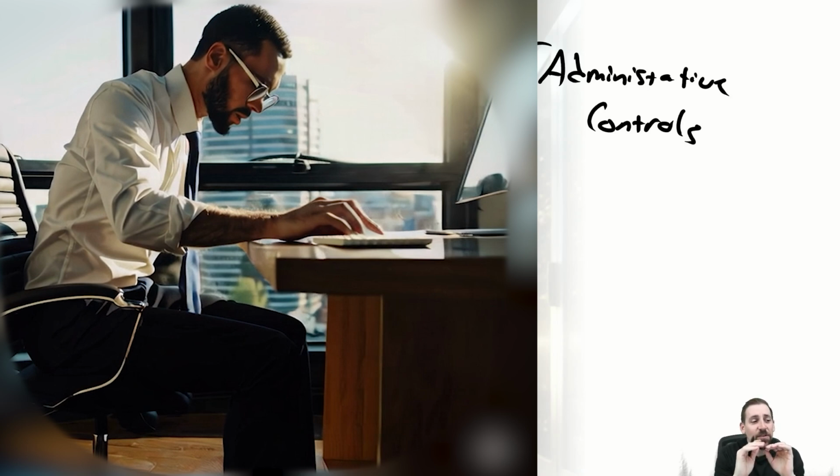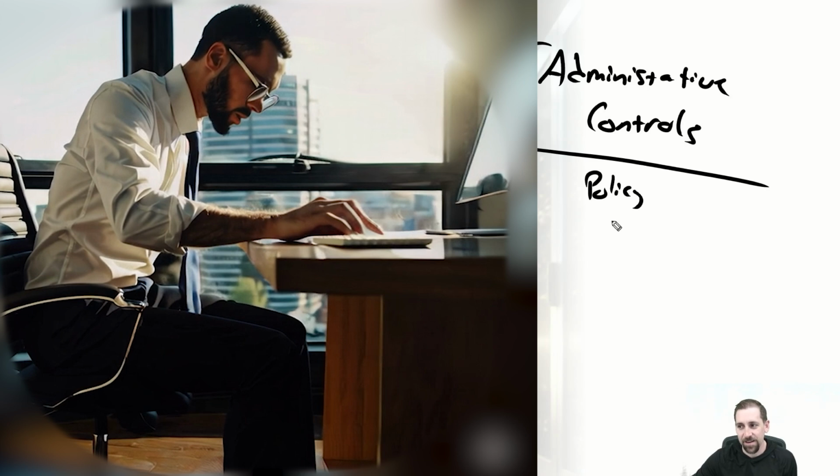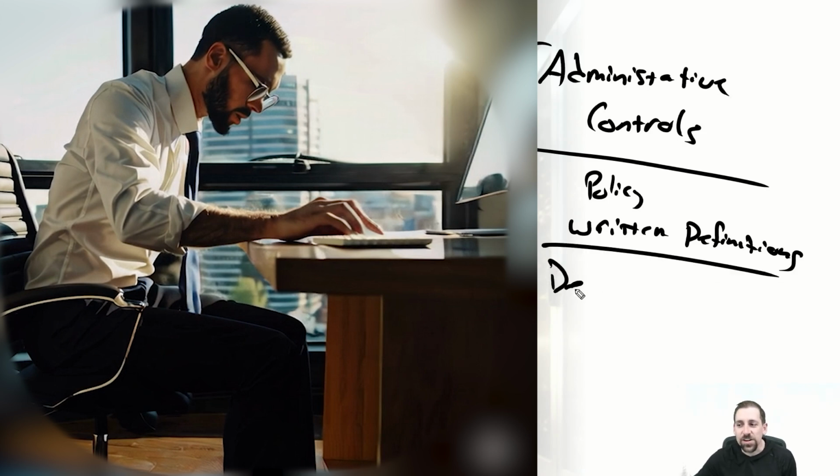I'll give you a really clear example. The difference between the other two control types in this is an administrative control is a policy. These are written definitions that then define the other control types. Let me give you an example.